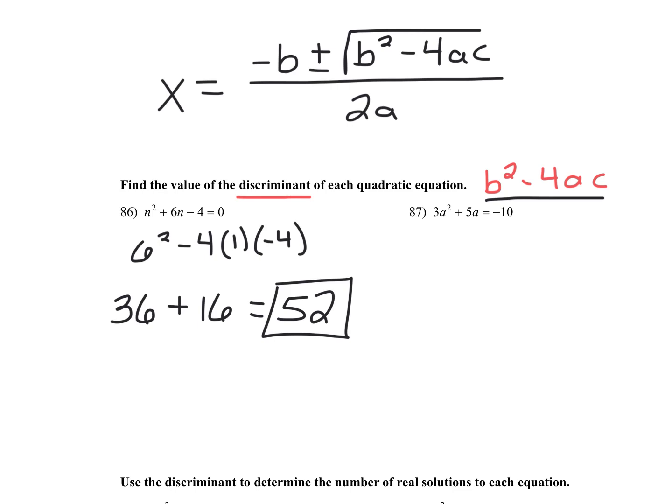Okay, on 87, however, can I do it quite yet? Why not? Yep, whenever you're working with quadratic equations, you always want it to be equal to 0. Okay, always, always, always want it to be equal to 0.